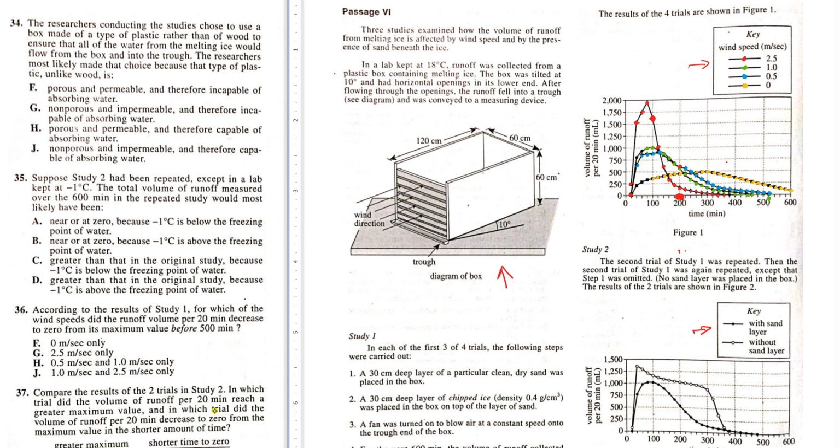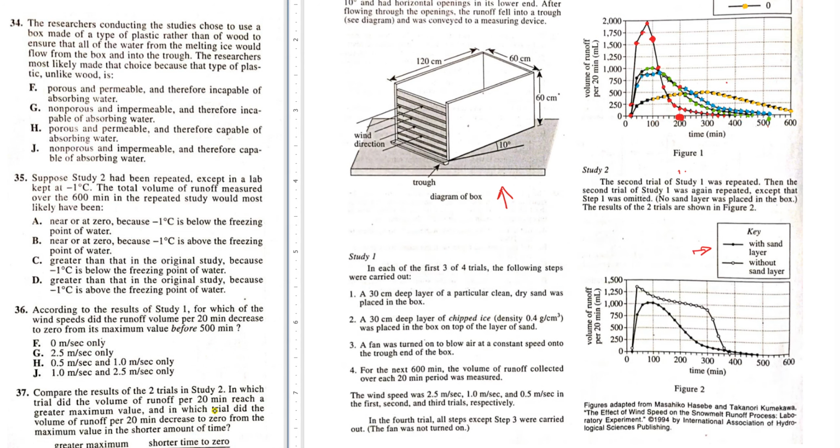So this study, it was 3 studies, examined how the volume of runoff from melting ice is affected by wind speed and by sand beneath the ice. In a lab kept at 18 degrees, runoff was collected from a plastic box containing melting ice. The box was tilted at 10 degrees and had horizontal openings in its lower end.